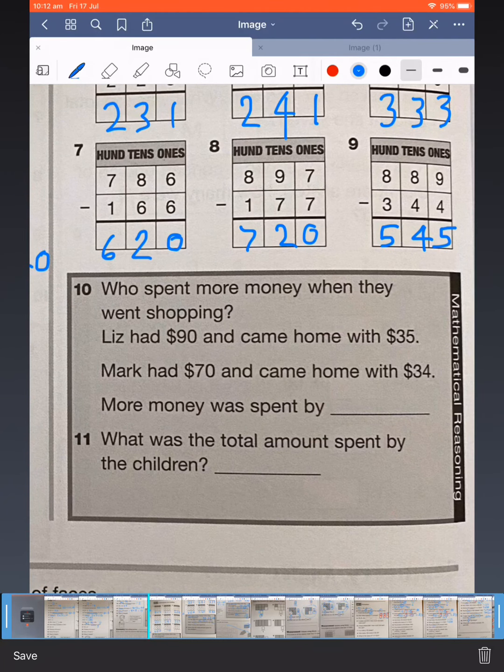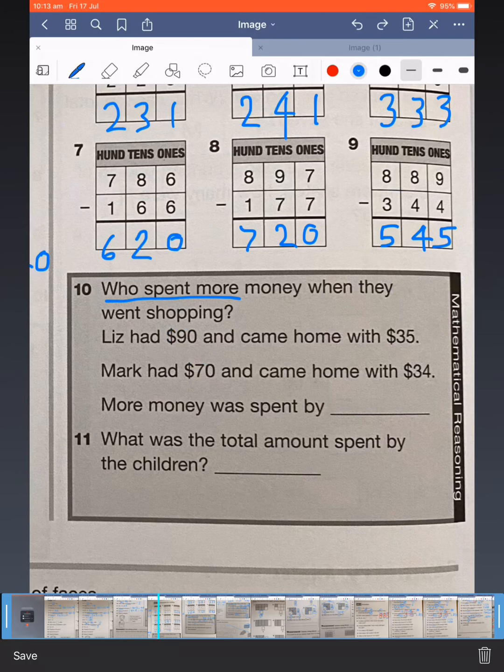Was it Liz? So Liz had $90 and came home with, oh no, 35. It's good to make sure you're reading it correctly. Mark had $70 and came home with $34. More money was spent by... Okay, so how much did they spend? Who spent more? So the question is not asking who had the most. If it asked who had the most, it would be Liz because she had 90, but that's not the question. The question is saying who spent more. So I need to figure out how much each of them spent.